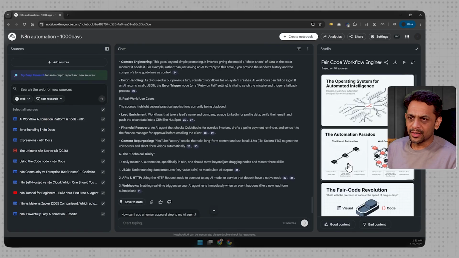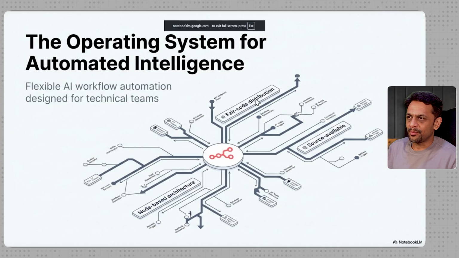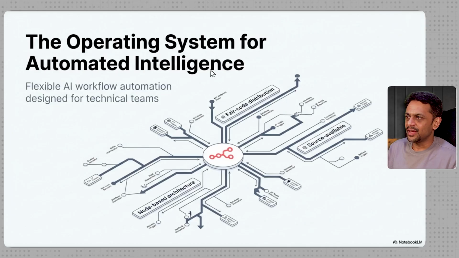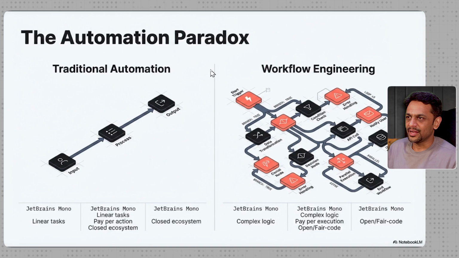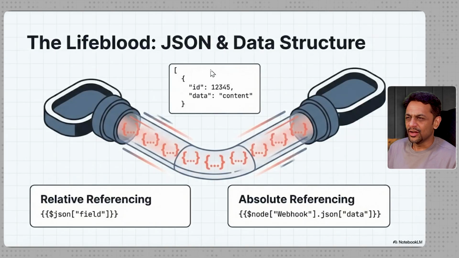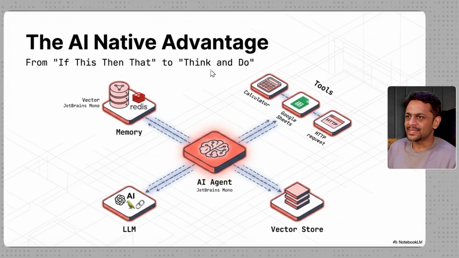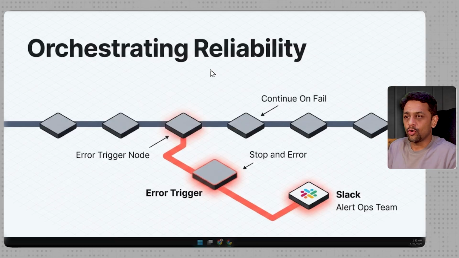Now, if we go here, this is slides. Okay, let me just expand this. Of course, we can download this, share this, and also play this. So if I play this, you can see here, the operating systems for automated intelligence, flexible AI workflow automation design for technical teams. Next slide, next slide, next slide, next slide. Looks very good, right? So all of this is based on the document that we had already uploaded.